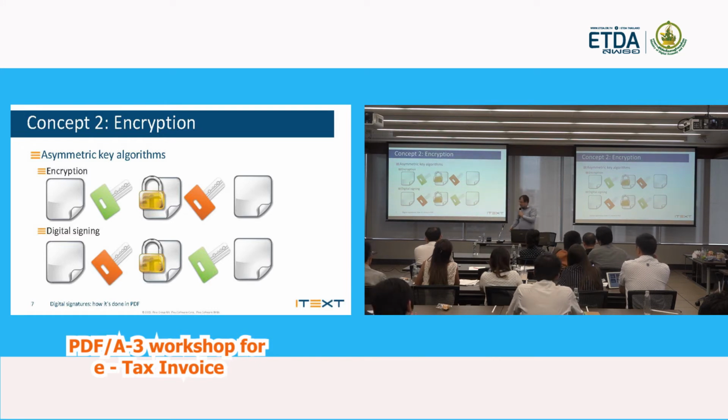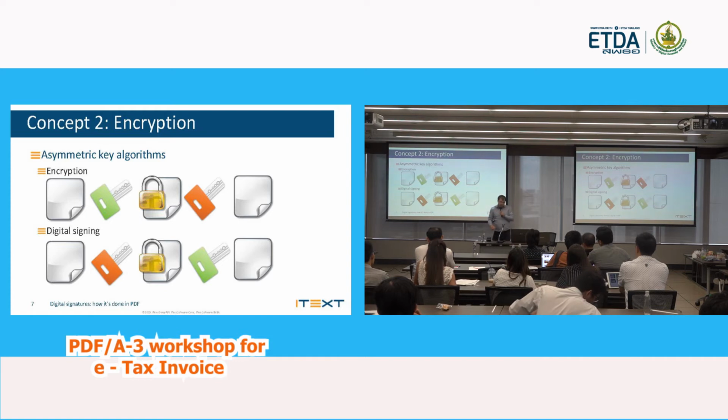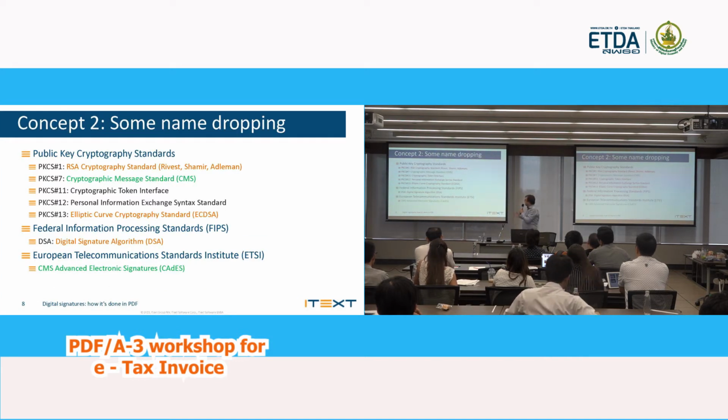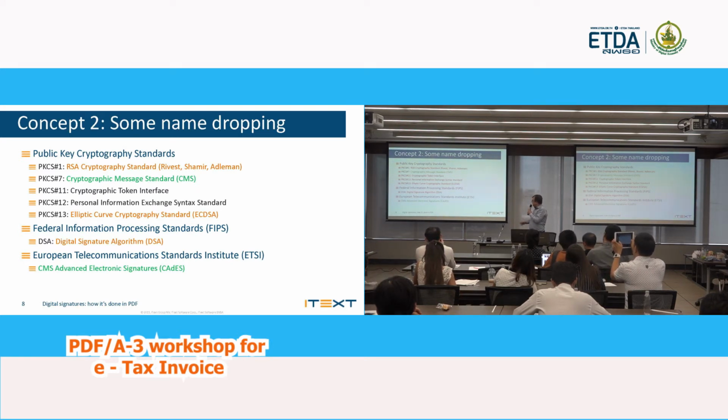Now, you will never encrypt a full document with a private key for signing, because the file size will be huge. What we do with digital signatures is we encrypt a hash, but that's later. So some name dropping: all of these things are described in standards. You have a lot of PKCS standards, public key cryptography standards. You have some FIPS standards, and you have ETSI that also has created some standards.